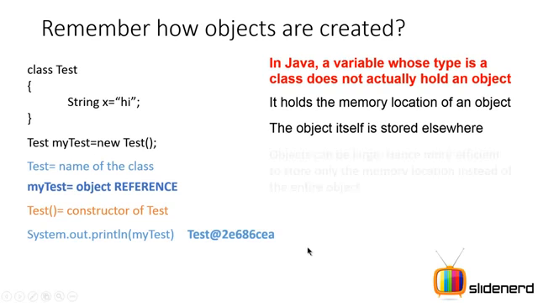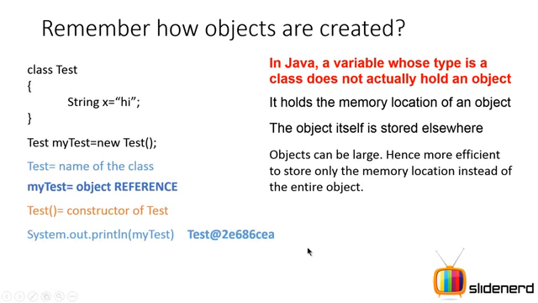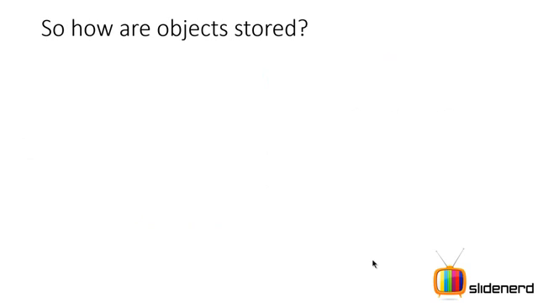Now why is this done? It's done because objects can be large. There can be thousands of instance variables inside a single object. There is no restriction on that. Hence, it's better to keep the variable in one place, store the address of the object in that variable, and keep the object in a separate place. That's how Java works with classes as far as object-oriented programming is concerned.